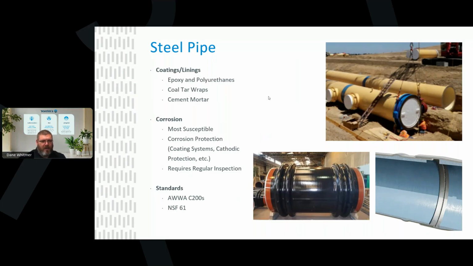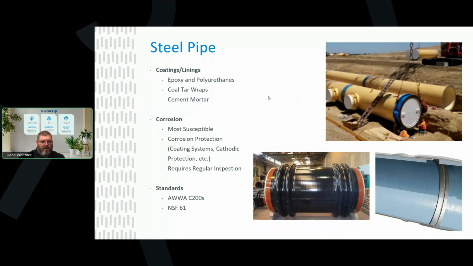For burying, you can have coal tar wrap on the exterior. It can be cement mortar lined and coated. Again, because it's susceptible to corrosion, you have to take in big considerations of how it's coated and what kind of corrosion protection systems are being used.